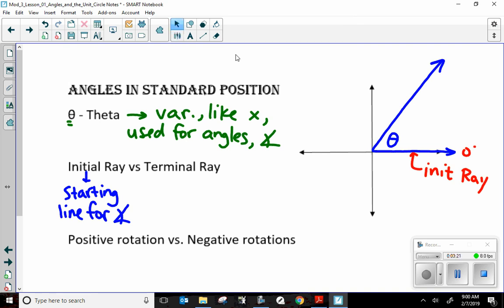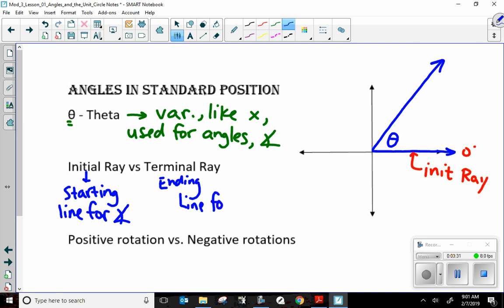My terminal ray, well, that's not the starting line. That's the ending line for my angle, okay? So if the initial ray is where it starts, the terminal ray, or you'll hear this called terminal side, I'll write side here because they are synonymous, is this line here. That's where my angle stops, okay? Terminal stops, initial begins, okay? I don't think it's too difficult yet. It won't get difficult, stop it.